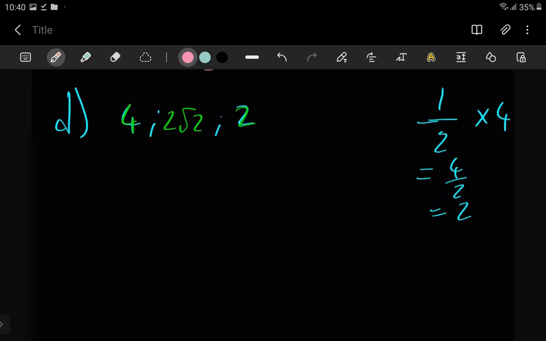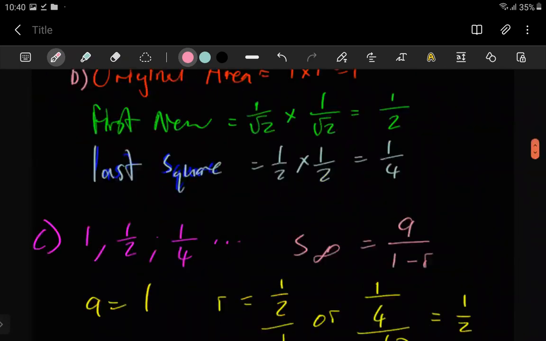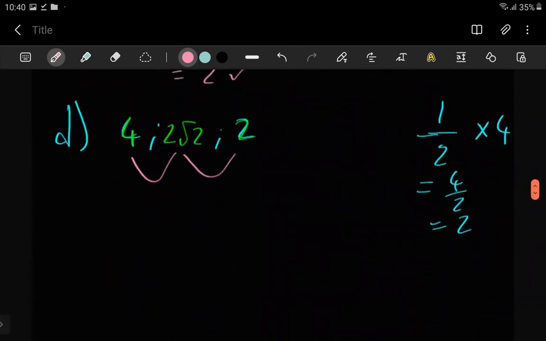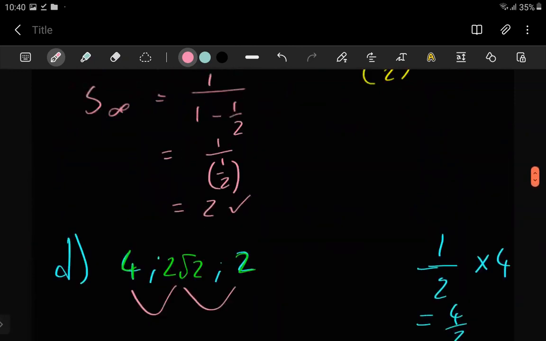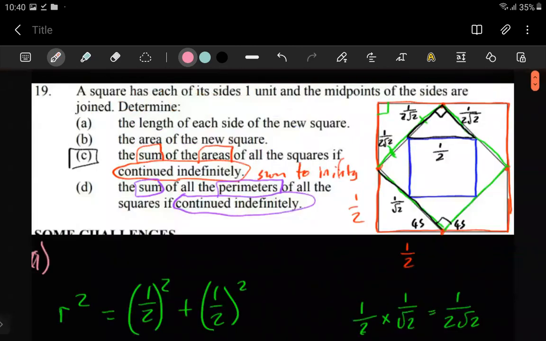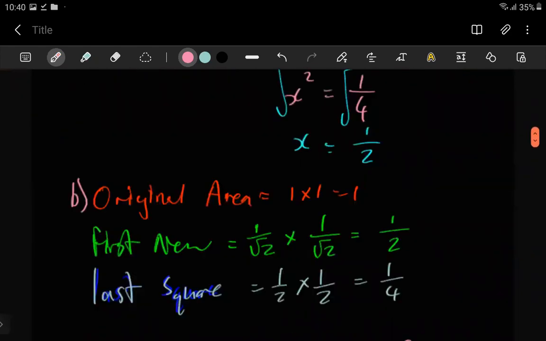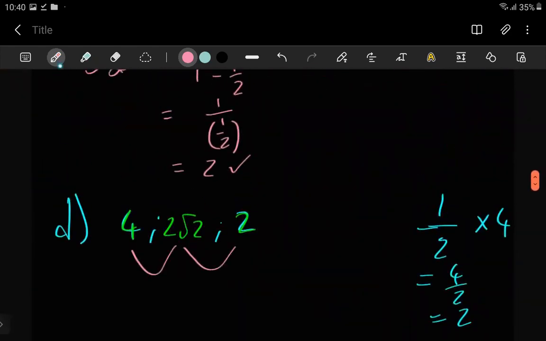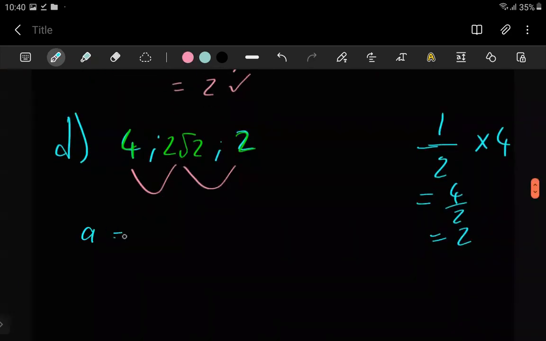So with everything we've written down, what do we have? We have a sequence now. Now for this sequence, we have to determine what kind of sequence it is. Is it geometric or arithmetic? But because anything with a sum to infinity is always geometric, we don't have to guess. We already know it's geometric. So we need A and R. A is equal to 4, and then R is equal to this divided by that, which is square root of 2 over 2.